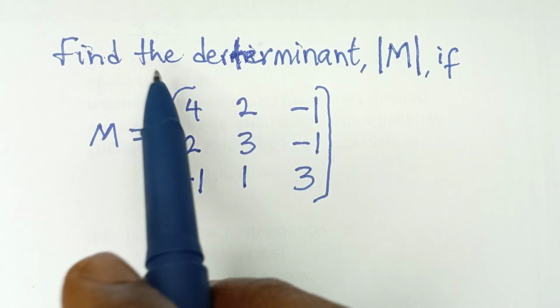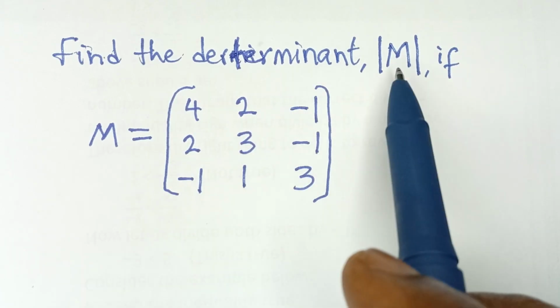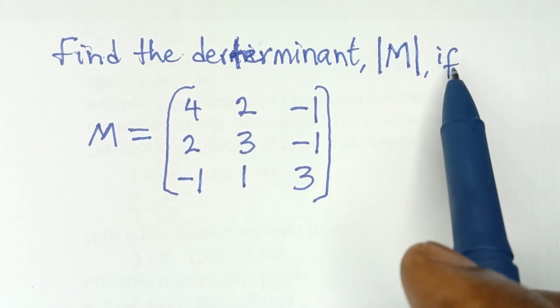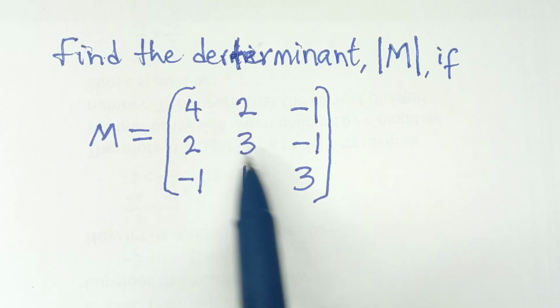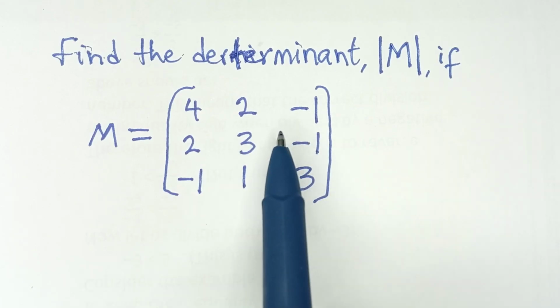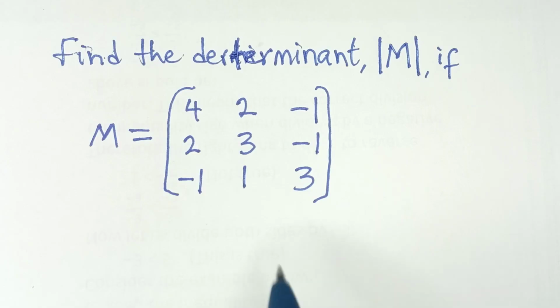The question here says find the determinant of M if M is equal to this 3 by 3 matrix. So we'll be looking at how to find the determinant of a 3 by 3 matrix.